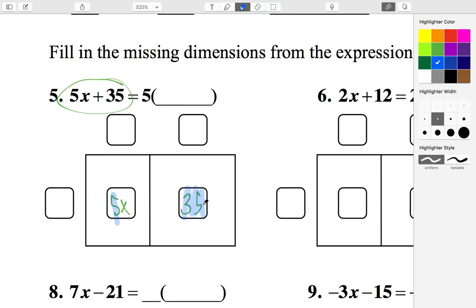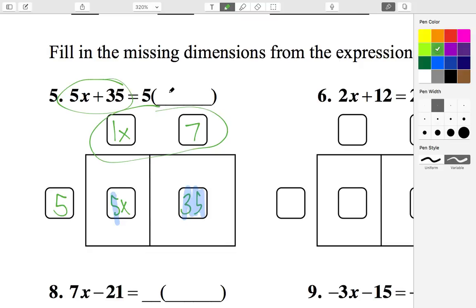It would be the number 5. 5 times what gives you 5? 1. How many x's do you need to get to 1x? There's only 1 here. Just 1. 5 times what gives me 35? 7. So we're going to take this now, and you just plug it in right here. And we are done. On to 7.